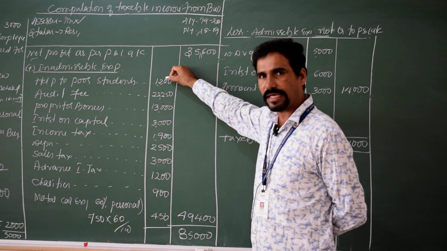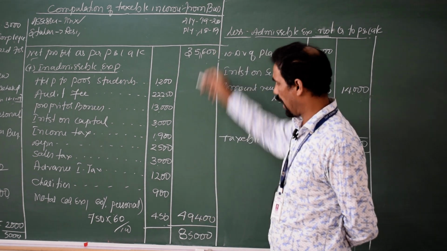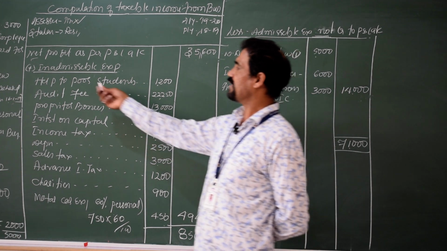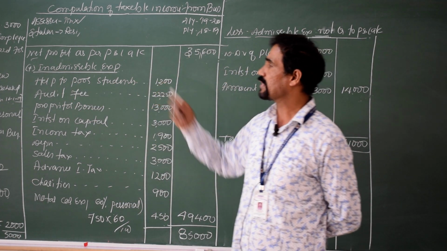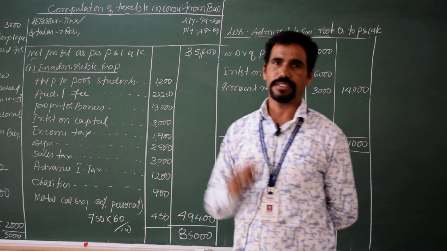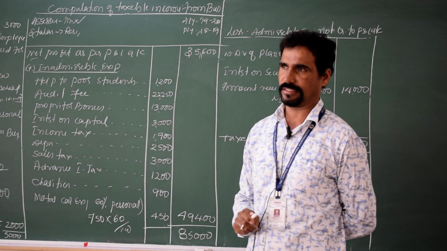Write all the expenditure for the inner column, take the total for the outer column, then add it to the net profit. So, first step. What is it? Help to poor students. Under general expenses, out of 3000 rupees, 1200 he has given to help poor students.